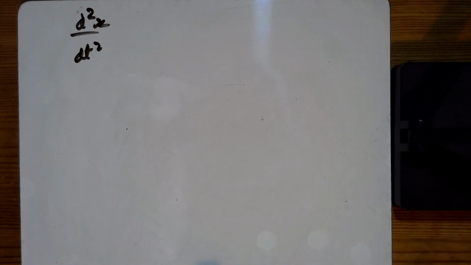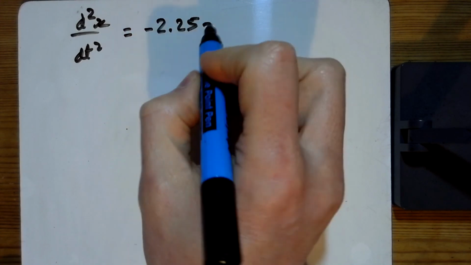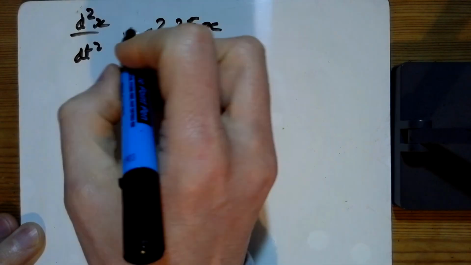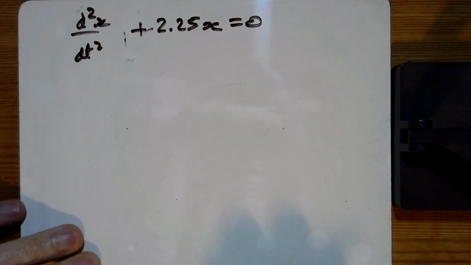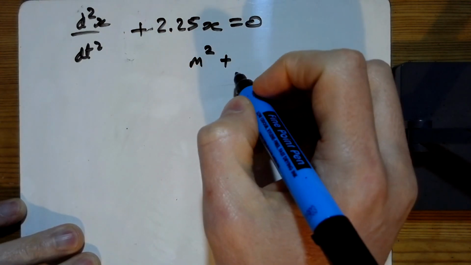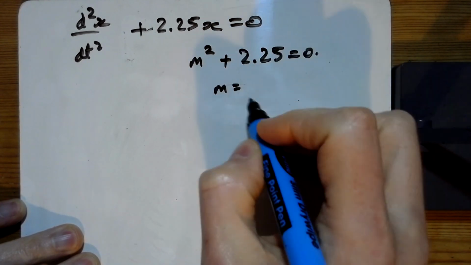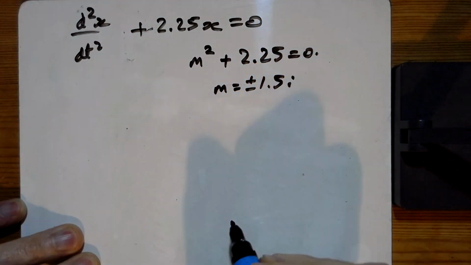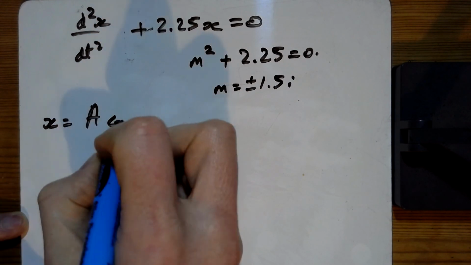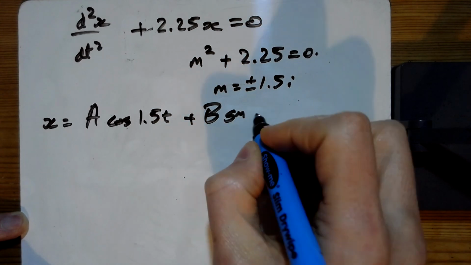So this looks like number 5 starts off in exactly the same way. We've got the acceleration is proportional to the distance away from the fixed point. So if we add that to both sides and make that equal 0, here's our second order differential equation with auxiliary equation m squared plus 2.25 equals 0. And so m equals plus or minus 1.5i, and that gives us our general solution of a cos 1.5t plus b sine 1.5t.